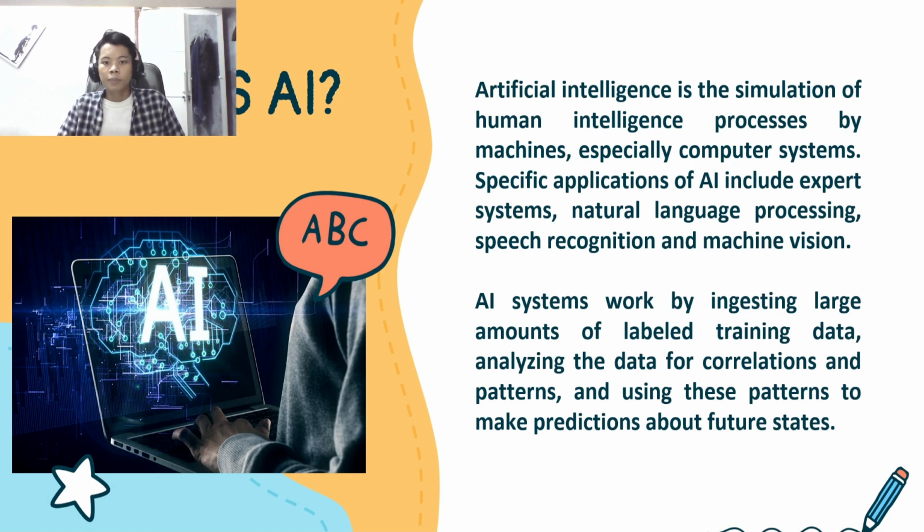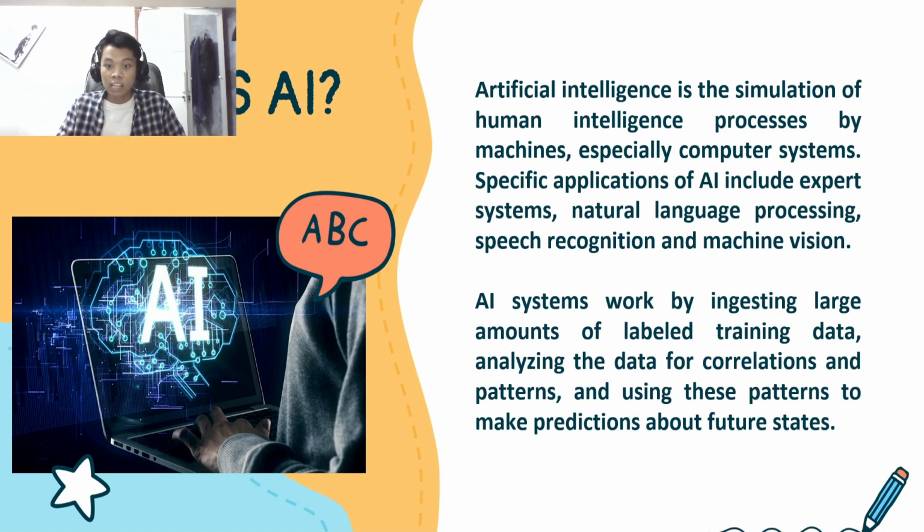AI systems work by ingesting large amounts of labeled training data. So this is what I was talking about: humans put their information, the data, into the AI, the machine, and it processes anything we ask. It's only repetition, and after a while, humans can put in other data to improve the AI.